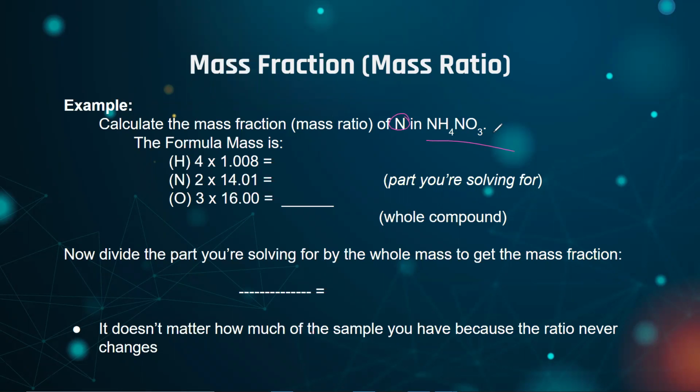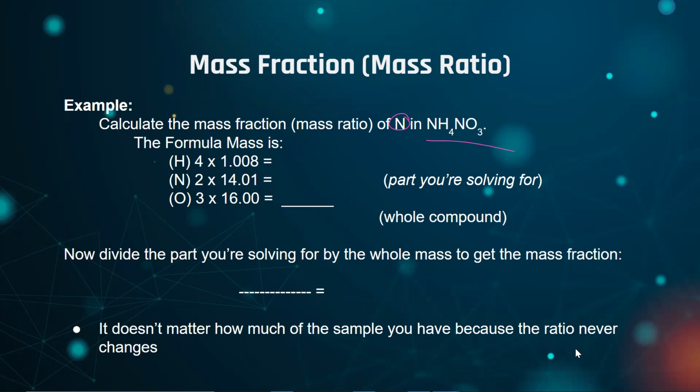So this compound right here is ammonium nitrate, NH4NO3. So we know by looking at that formula, there's 4 hydrogens, there are 2 nitrogens, and there are 3 oxygens in there. So the first thing we have to do is figure out how much the total compound weighs. So if we do that real quick, we're going to do 4 times 1.008, 2 times 14.01, and 3 times 16.